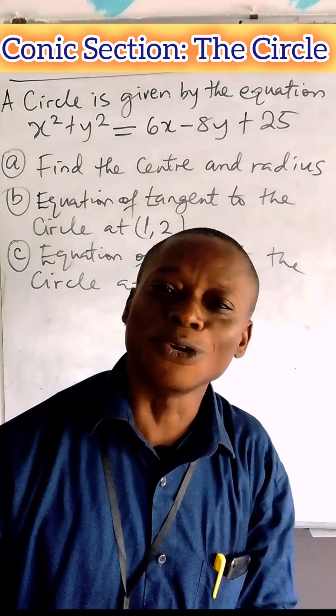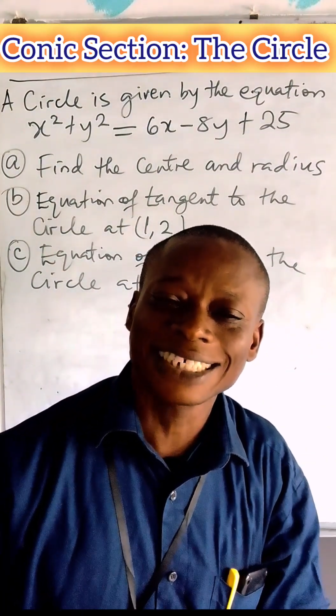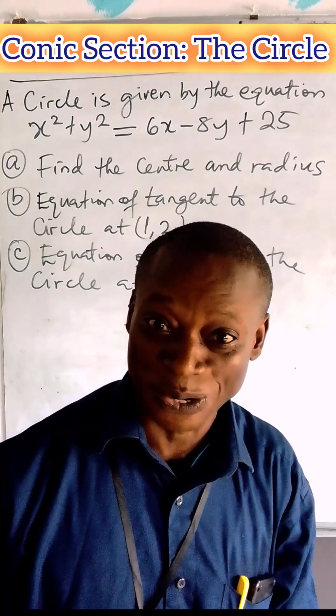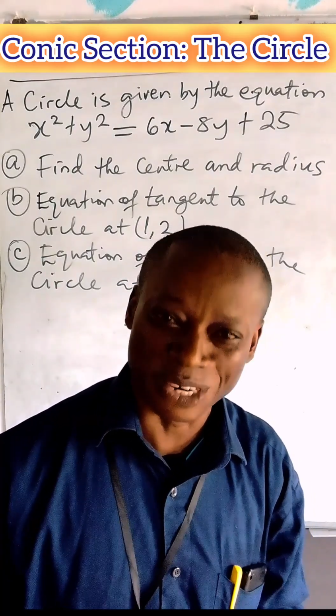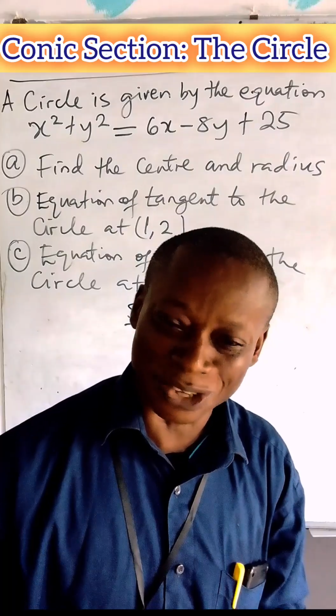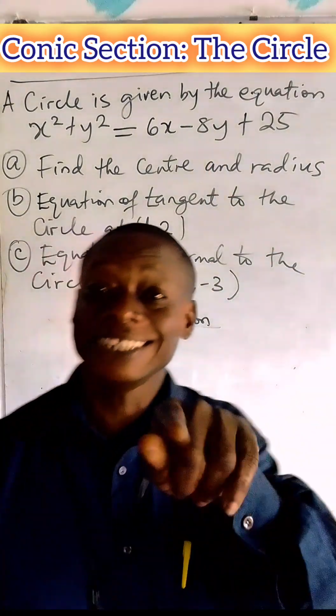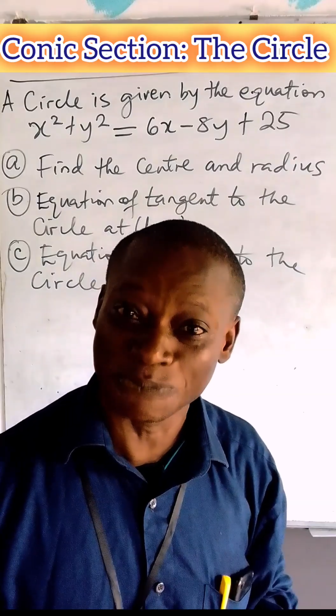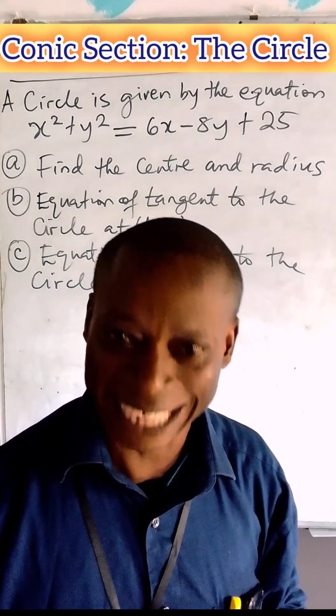The reason why we have conic sections is because circles are derived from the circular base of a cone. So that section of a cone is what we are going to discuss, which is the circle. A circle is a locus of points equidistant from a fixed point known as its center.